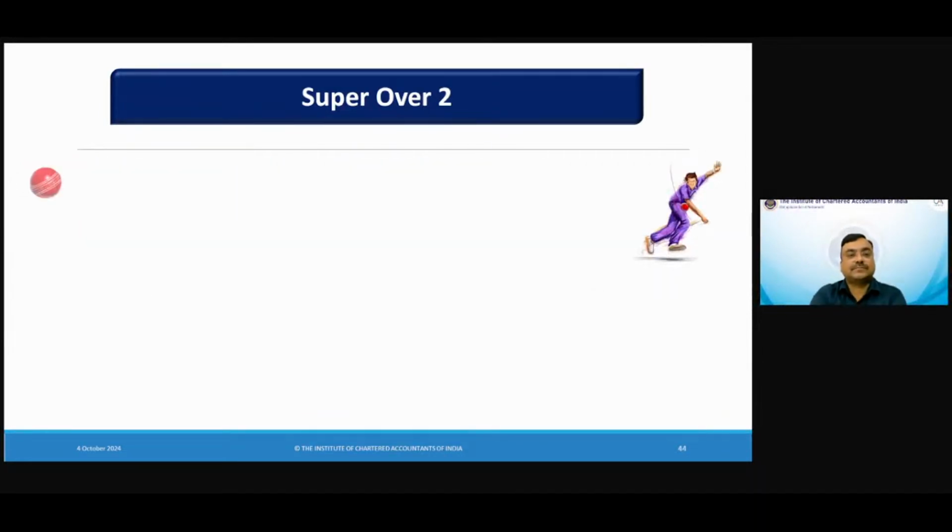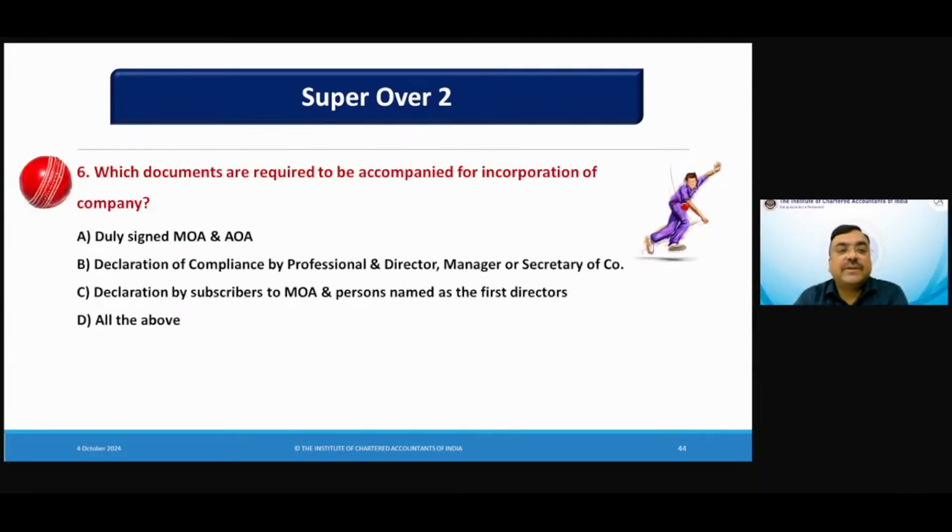Last question: which documents are required to be accompanied for incorporation of a company: duly signed MOA and AOA, declaration of compliance by the professional and director, manager or secretary of the company, declaration by subscriber to MOA and persons named as the first directors, all the above.